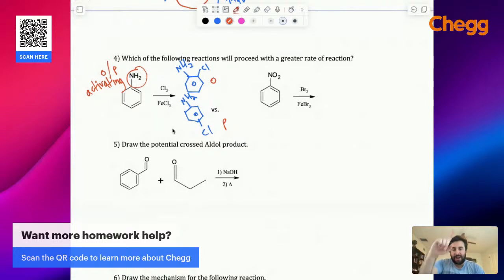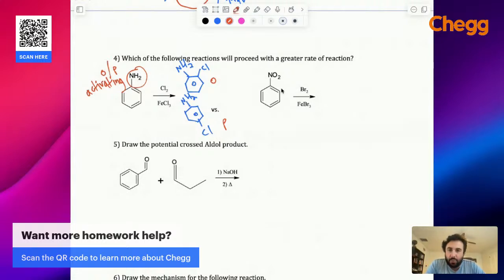So if you're going up in energy, the more stabilized that intermediate is, the lower it sits on the energy diagram, the lower the activation energy is. Less kinetic energy is required to get that first step, that rate determining step, to go. So the electron donating groups are activating, and all the donating ones are ortho-para. The halogens are withdrawing, but also ortho-para.